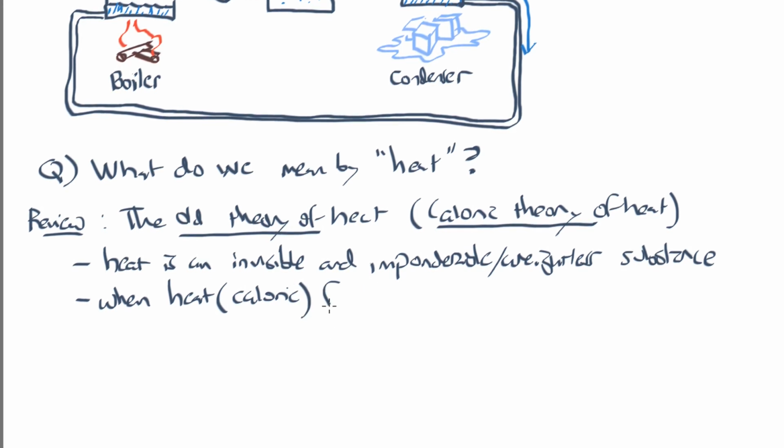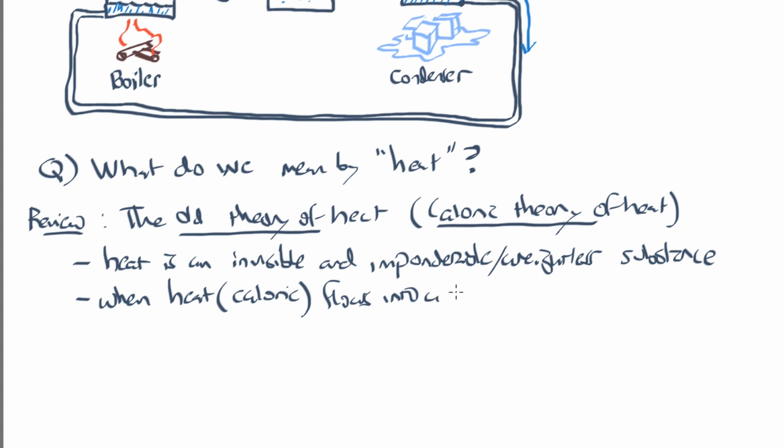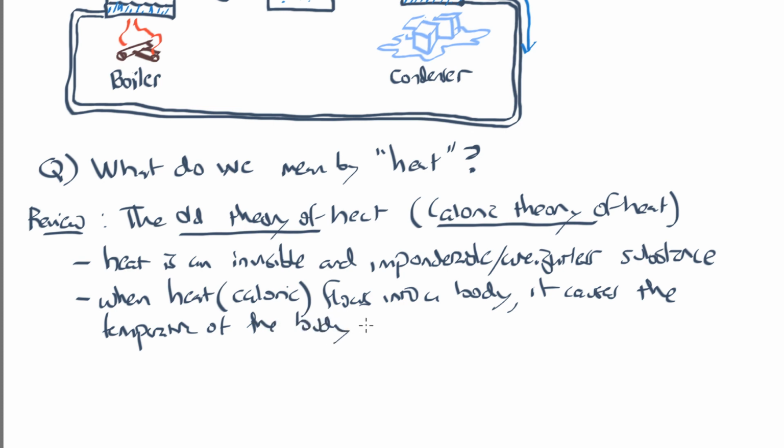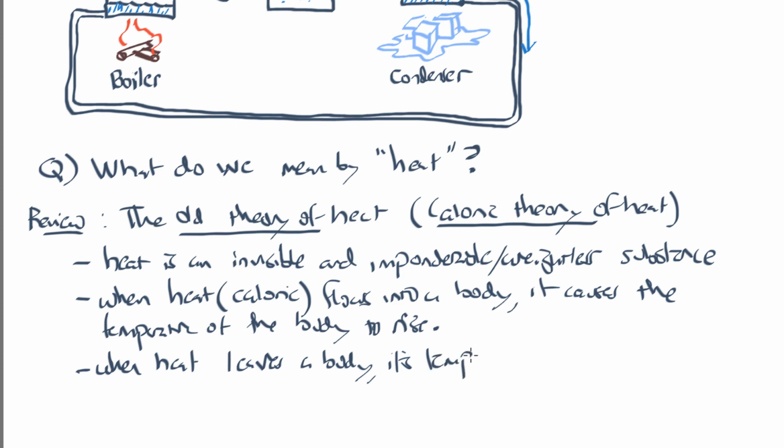When this heat, or caloric, flows into a body, it causes the temperature of the body to rise. That's the idea. So in this way, the presence of heat is manifested or shown as a rise in temperature. On the other hand, when heat leaves a body, its temperature falls. That is the idea behind this caloric theory of heat.